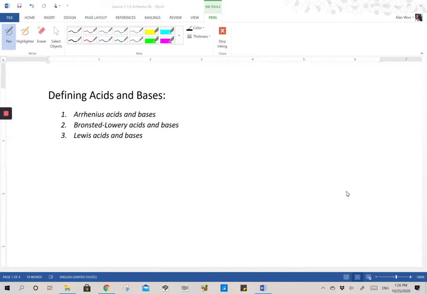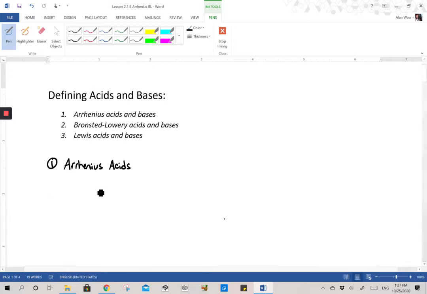So the first one is called Arrhenius acids and bases. Arrhenius acids and bases are typically used to describe most of our common acids and bases. So let's just start with Arrhenius. I'll start with the acids first, and then I'll get into the bases second. They're usually based on similar principles, okay, with a few modifications.